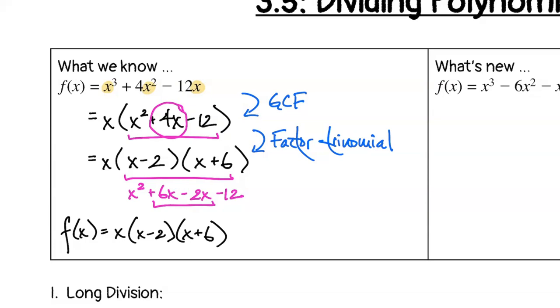Okay, so if we have x to the power of 1 minus 2, that maybe makes it a little bit more clear that it's linear, right? And what would we say about x plus 6? Is that linear, quadratic, cubic?